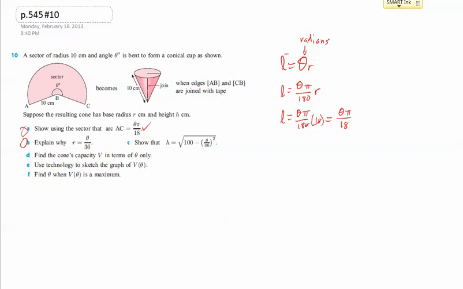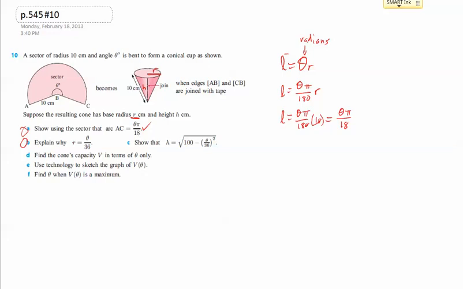Okay, then it says explain why r equals theta over 36. Now this r right here is referring to the radius of the base. Now that's this one right here, so that's the r that we're talking about. Now h is the height of the cone. So there's our r, and you'll notice that r is the radius of this circle right here.